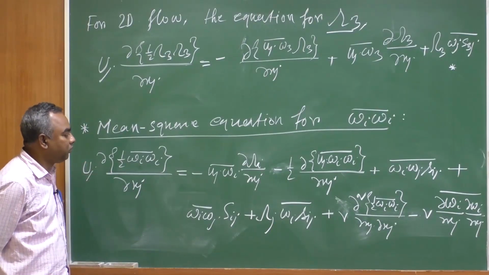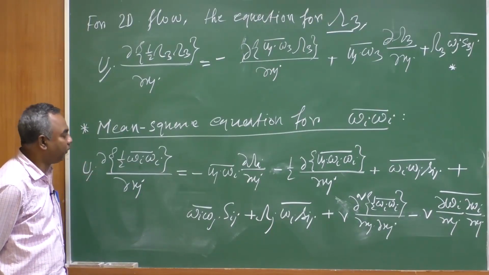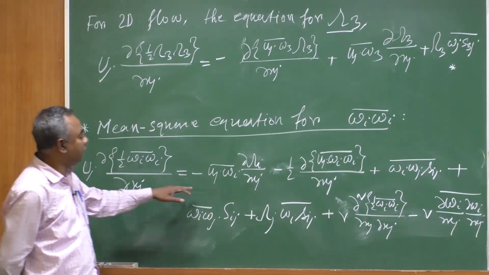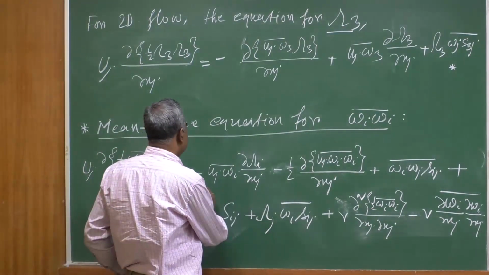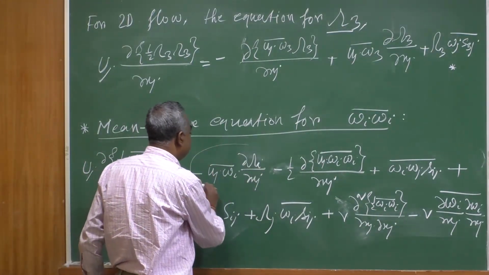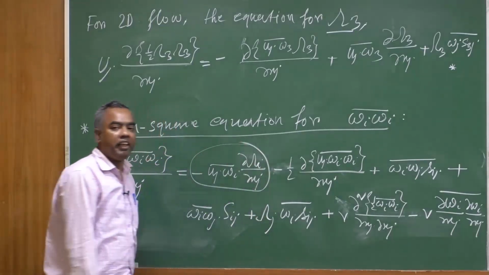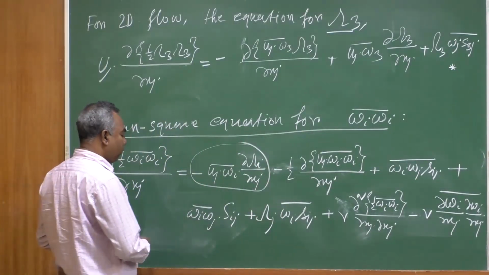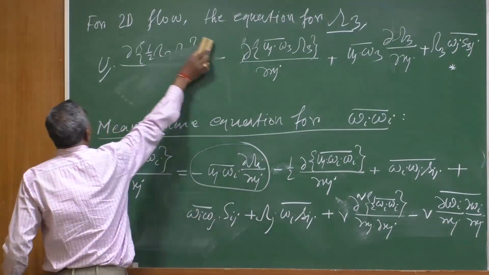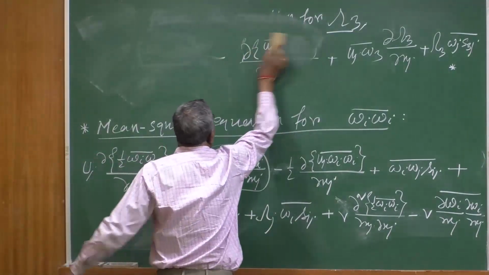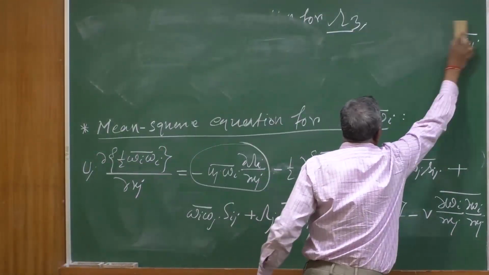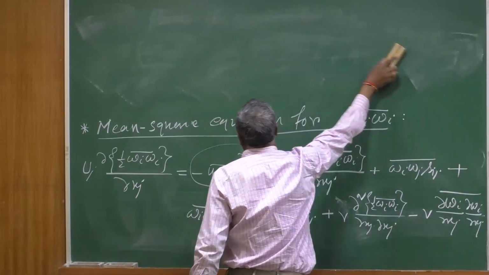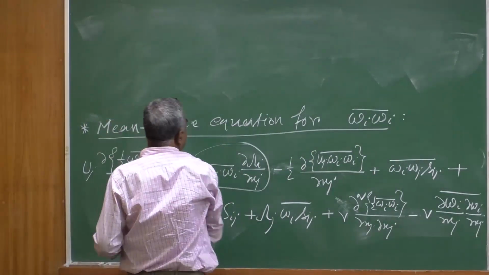So, what are these terms? That is what we need to understand. Okay. So, see this particular term, we said that it is known as gradient production. This term is just like, if you can remember, the production of turbulent kinetic energy that we got in the turbulent kinetic energy equation.